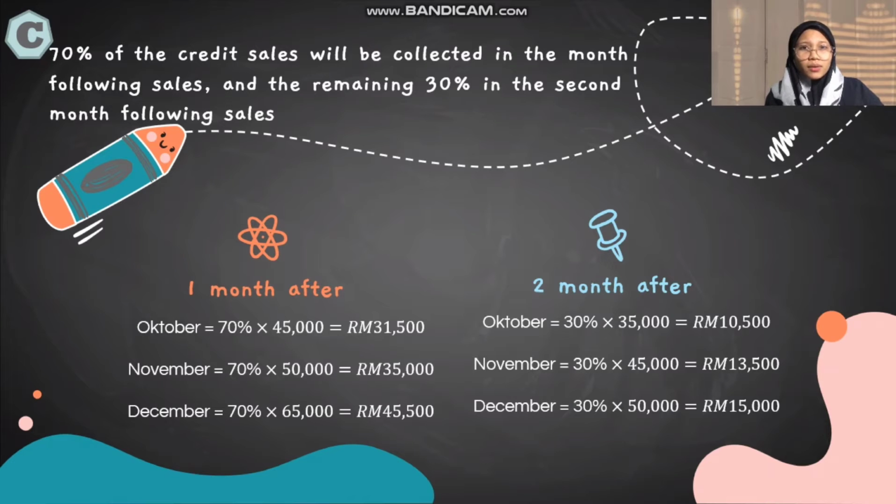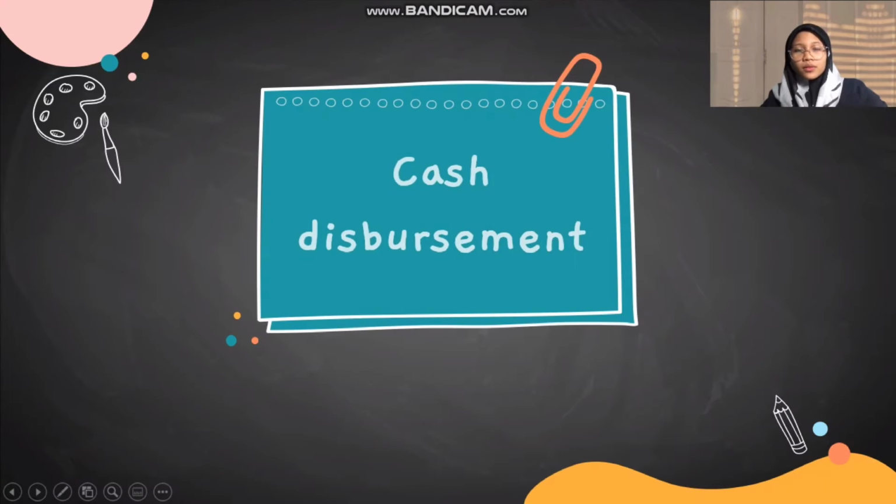For the 2 months after, which means for October, 30% multiplied by the sales 2 months before, which is in August, so I get 10,500 in October. For November, 30% multiplied by 45,000, and I get 30,500. And for December, 30% multiplied by 50,000, so I get 15,000 ringgit. For the second part, it is the cash disbursement.